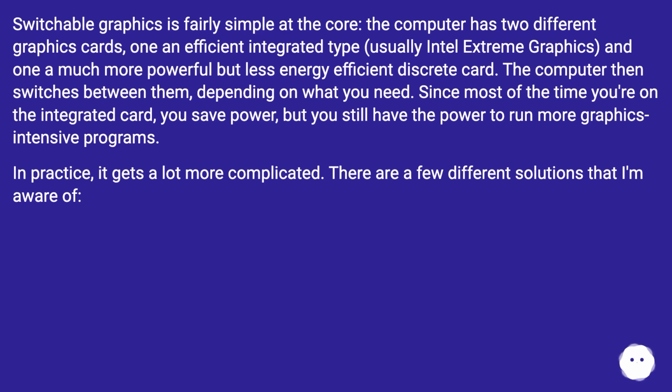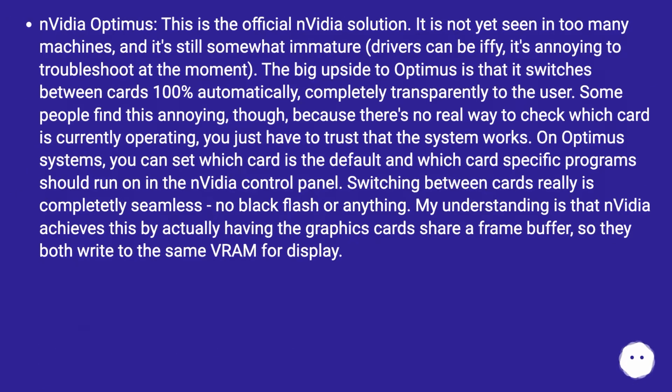There are a few different solutions that I'm aware of. NVIDIA Optimus. This is the official NVIDIA solution. It is not yet seen in too many machines, and it's still somewhat immature. Drivers can be iffy. It's annoying to troubleshoot at the moment. The big upside to Optimus is that it switches between cards 100% automatically, completely transparently to the user. Some people find this annoying, though, because there's no real way to check which card is currently operating. You just have to trust that the system works.